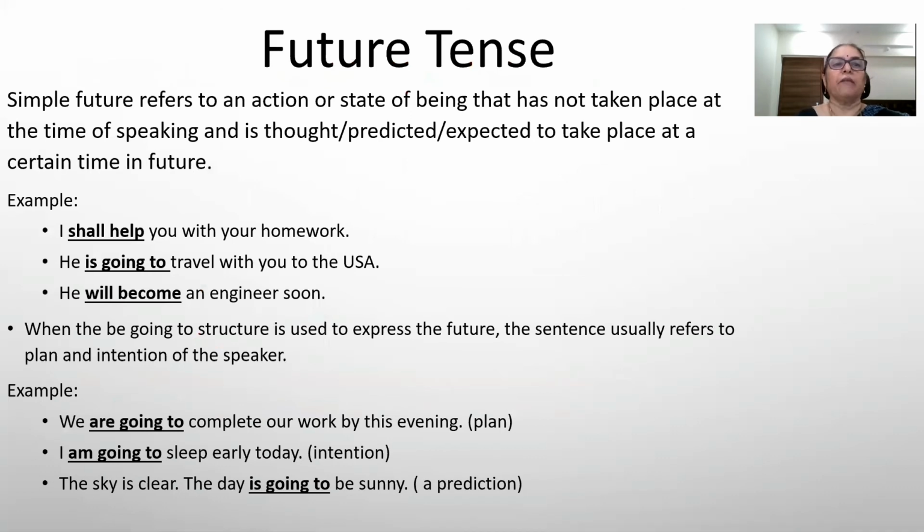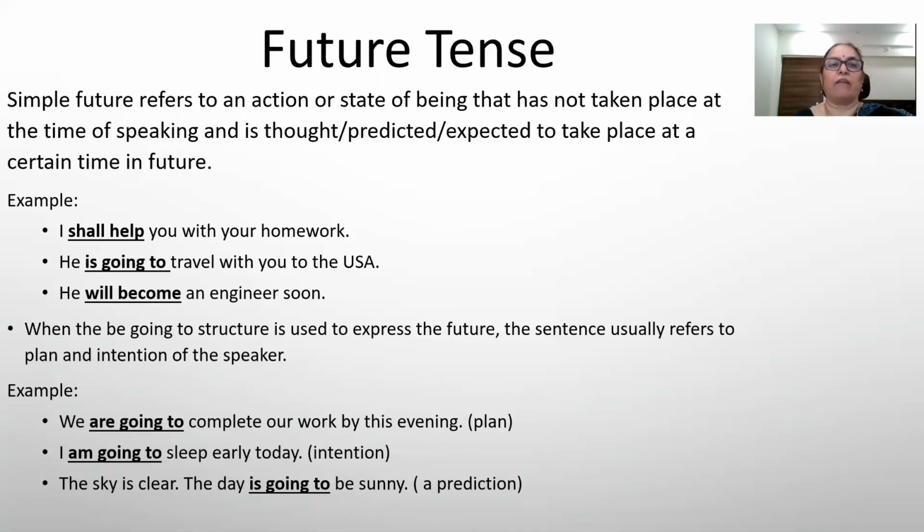Future tense. Simple future refers to an action or state of being that has not taken place at the time of speaking. So the action has not yet started and is thought, predicted, or expected to take place at a certain time in future. So the action did not take place, but you think, you predict, you expect that you are going to do that action in future. Look at the example: I shall help you with your homework. Not helping now, but in future.